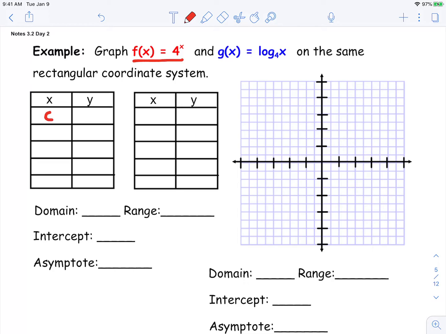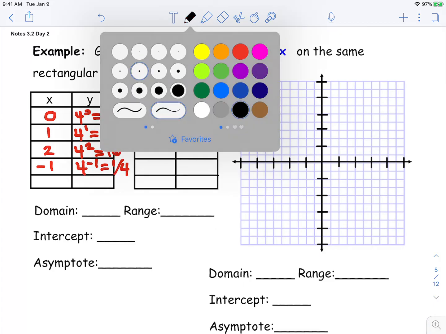So I'm just going to go ahead and evaluate the function for 0. 4 to the 0 power is 1. I'm going to substitute 1 in. 4 to the 1 power is 4. If I substitute 2 in, 4 squared is 16. Negative 1, 4 to the negative 1 power is 1/4. So I'm just going to graph 3 ordered pairs.